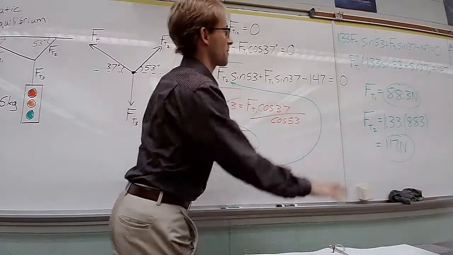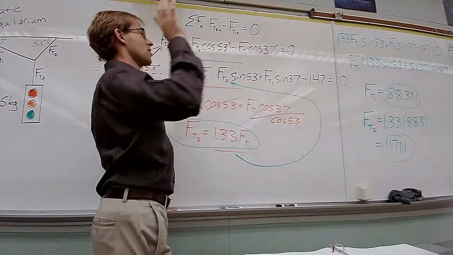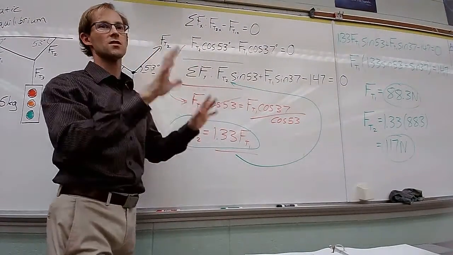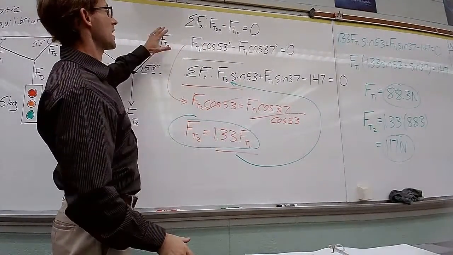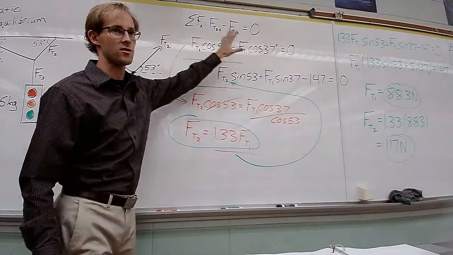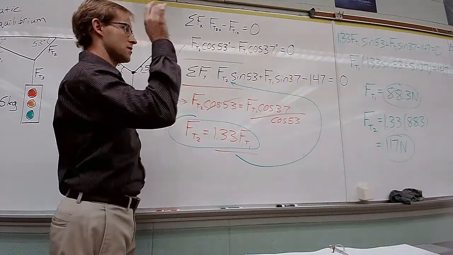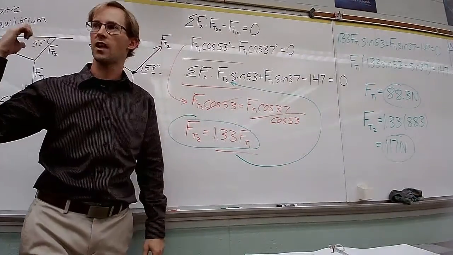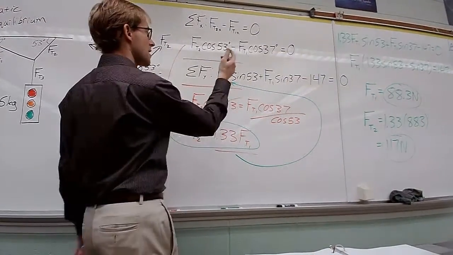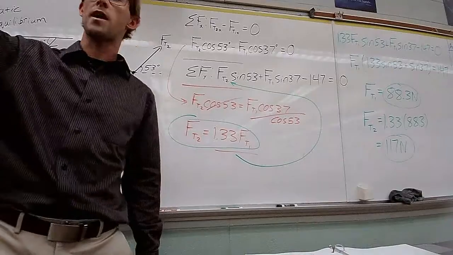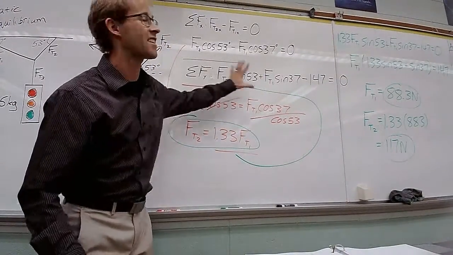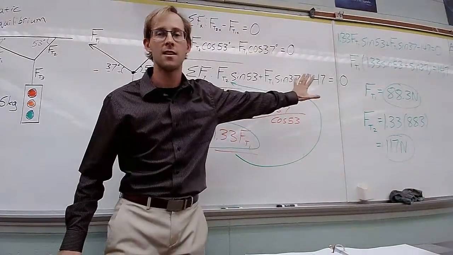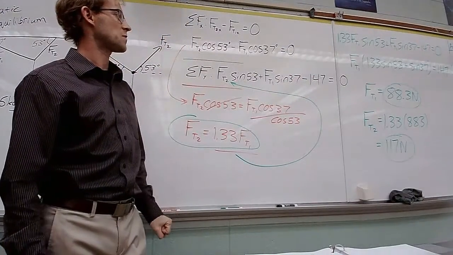This looks complicated, and maybe I lost you, and I'm sorry if I did. But just remember, the main part about this is you're taking all the forces in the x direction, all the forces to the right minus all the forces to the left equals 0. You do the same thing vertically. All the forces up minus all the forces down equals 0. That's all the physics that's here. Everything else is just math. That's the main thing I wanted to say.